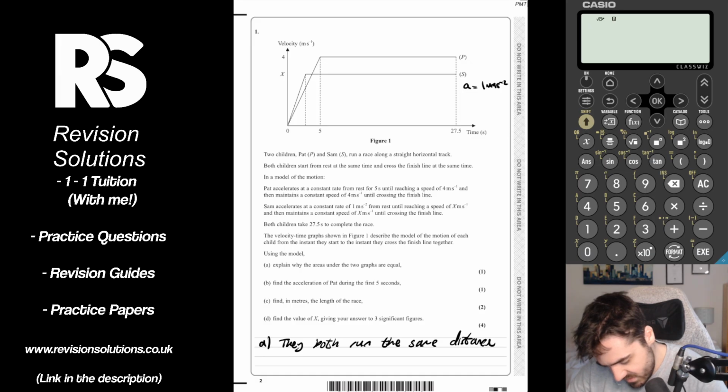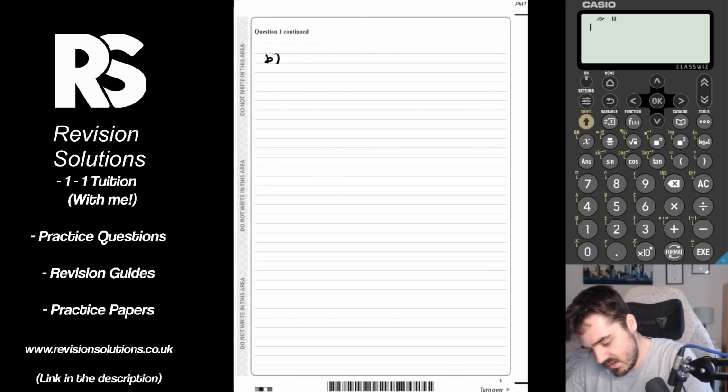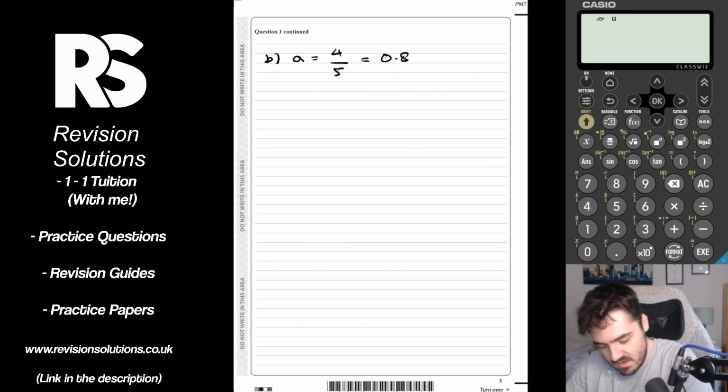Then it says find the acceleration of Pat during the first 5 seconds. Well, for Pat, we actually know everything we need to calculate that. The gradient gives us acceleration, and it's just a straight line, so we can do the rise over the run. So for part B, he accelerates 4 meters per second in 5 seconds. That'd be 0.8 meters per second squared.